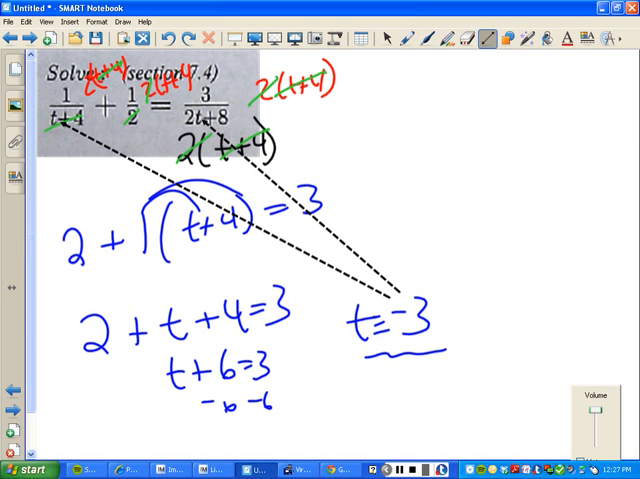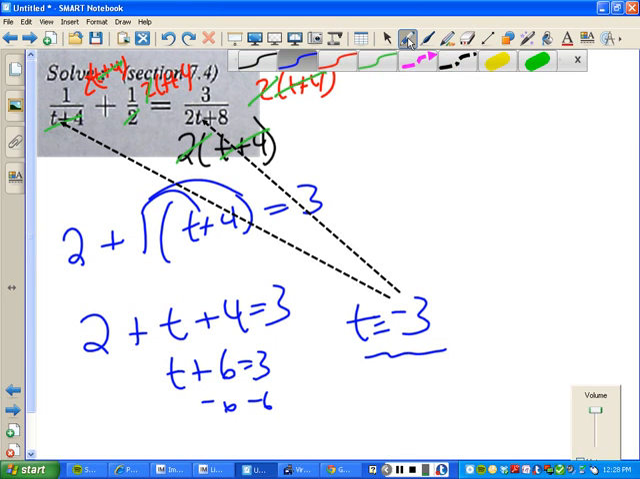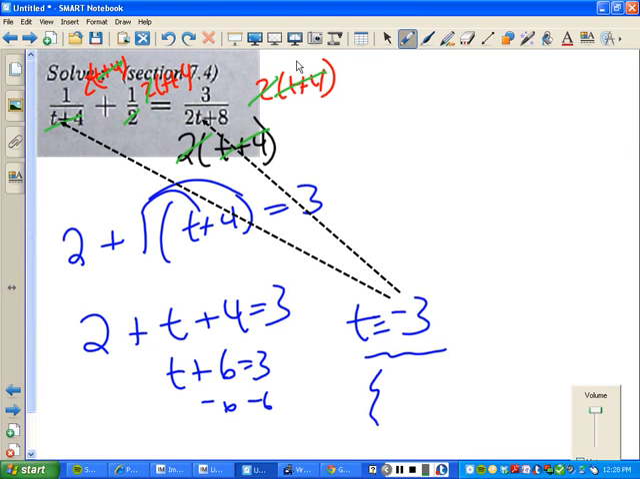Going once? Going twice? Don't you have to put it in the squiggle as a solution set? Yes, sir. Good job. Any other questions?